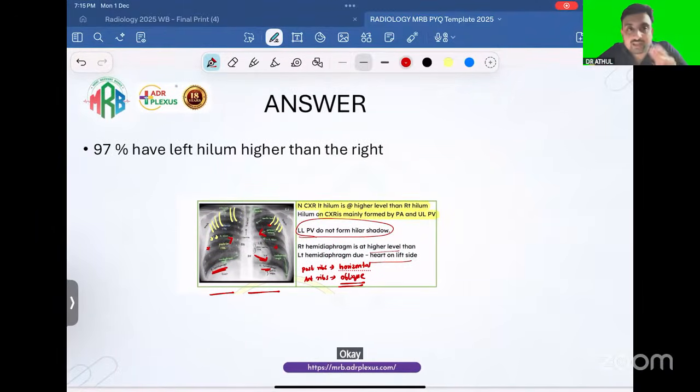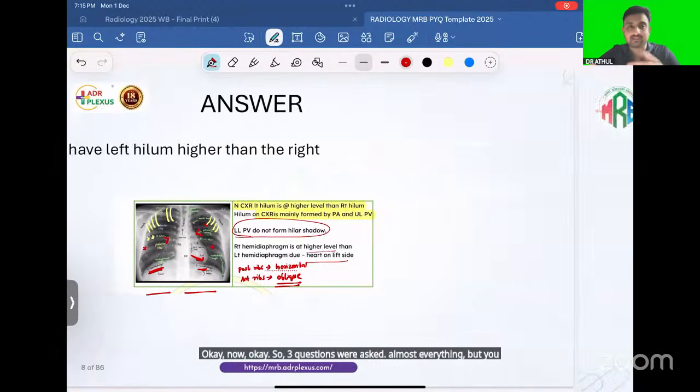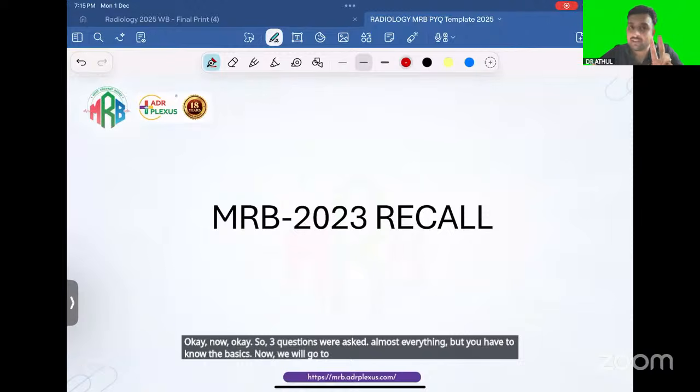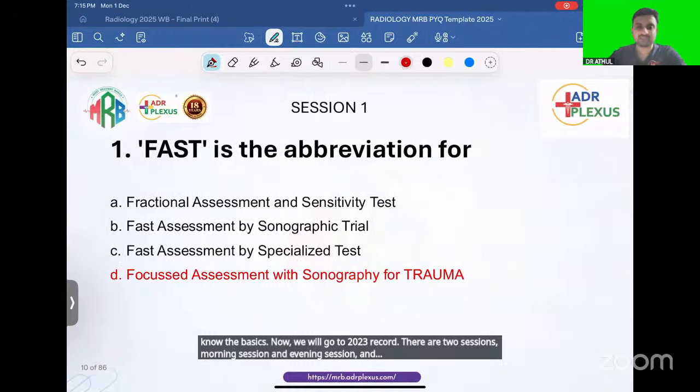Okay, now, okay. So three questions were asked. Almost everything was easy only, but you have to know the basics. Now we will go to the 2023 recall. There were two sessions, morning session and evening session, and there were some questions.